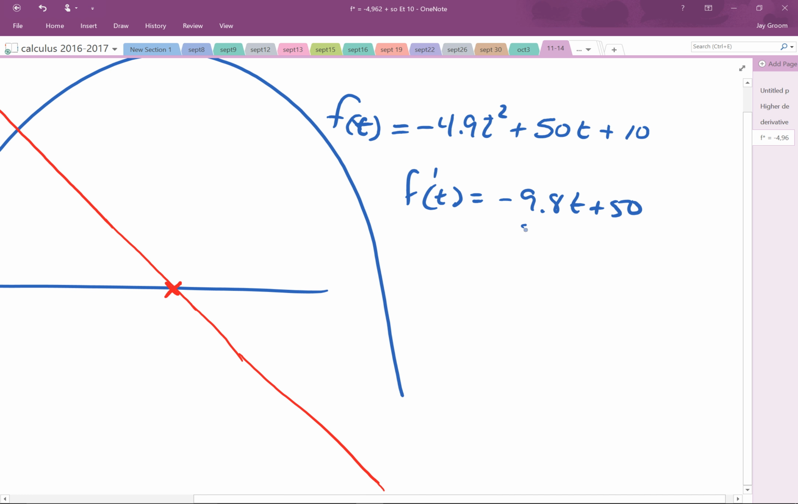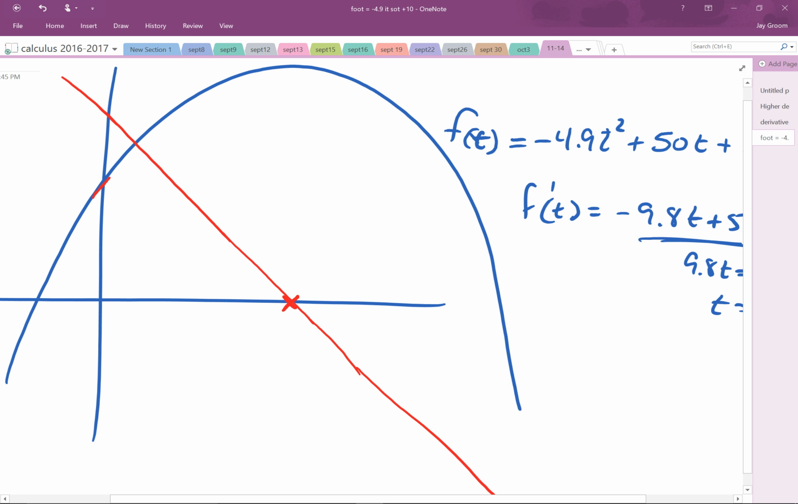Where would this thing equal 0? I don't know. Wait, yes I do. 9.8t would equal 50, and so t would equal like 5.1 or something, right? Where does that happen? Right? Ish? Yes?